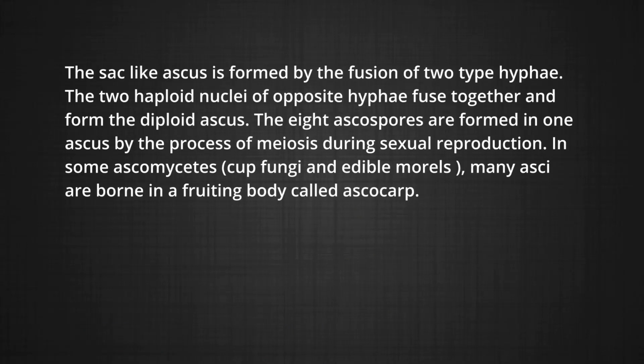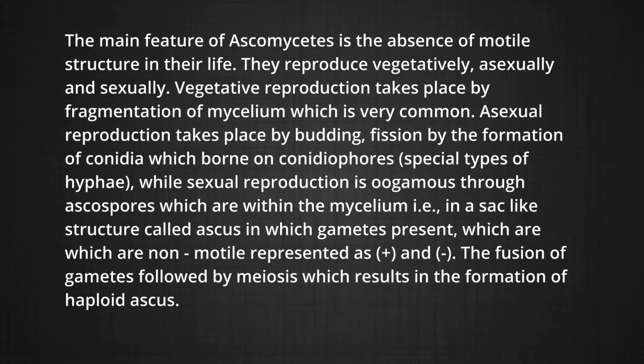The two haploid nuclei of the opposite hyphae fuse together and form the diploid ascus. Eight ascospores are formed in one ascus by the process of meiosis during sexual reproduction. In some Ascomycetes, cup fungi and edible morels, many asci are borne in a fruiting body called an ascocarp. The main feature of Ascomycetes is the absence of motile structures in their life. They reproduce vegetatively, asexually and sexually.